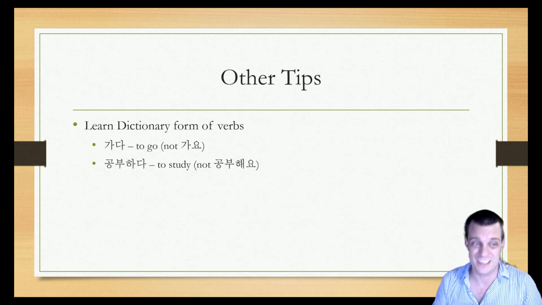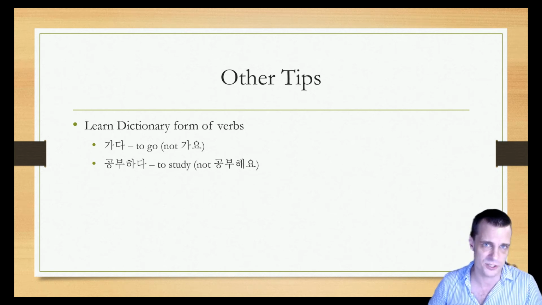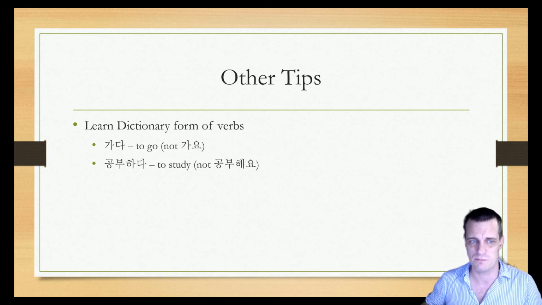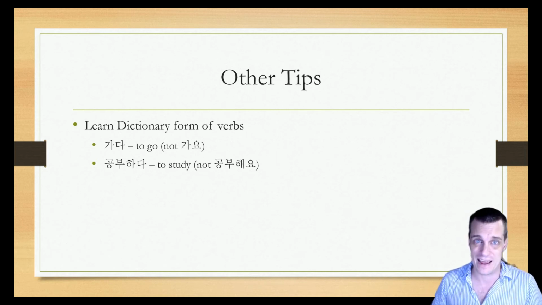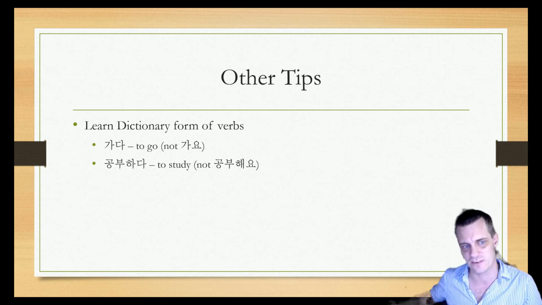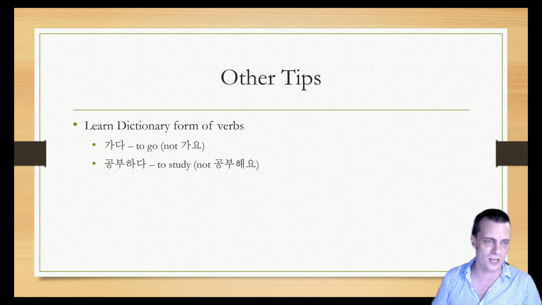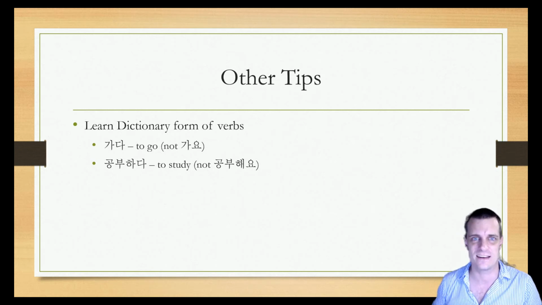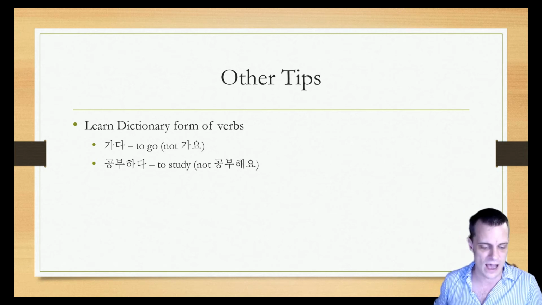All right, next one is learn dictionary form of verbs. And this is one of those other ones that as you get more into the language, you'll understand a bit more what this means. But telling you now, hopefully will stop at least some people from trying to verbatim learn each of the different conjugated forms of verbs. So for example, to go is kara in dictionary form. If you say it in a sentence, so polite informal is kayo, or polite formal is kasamida.